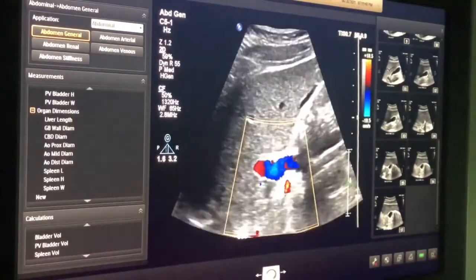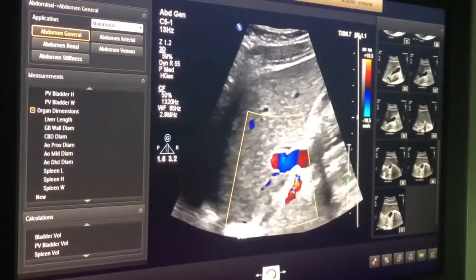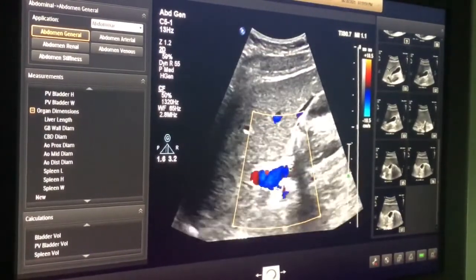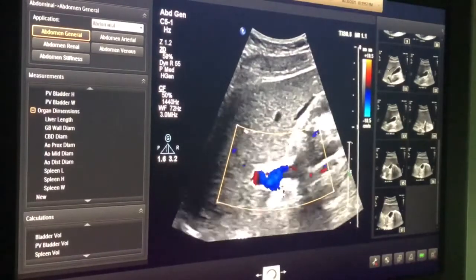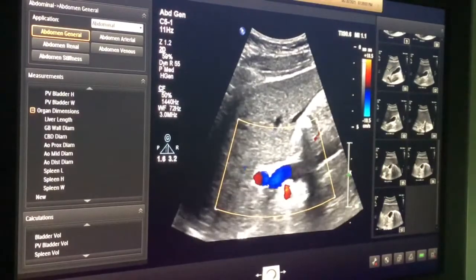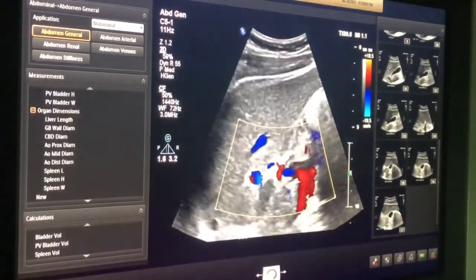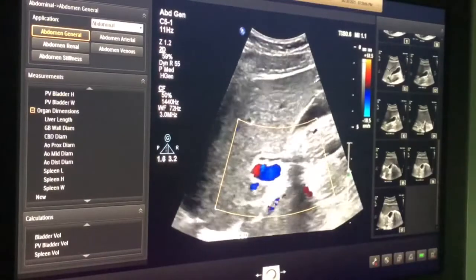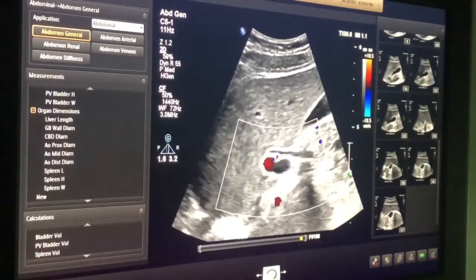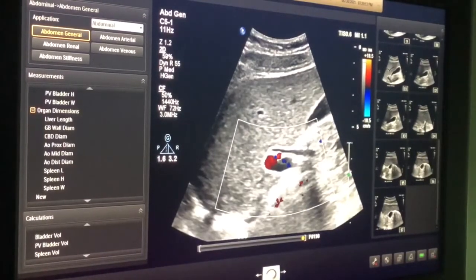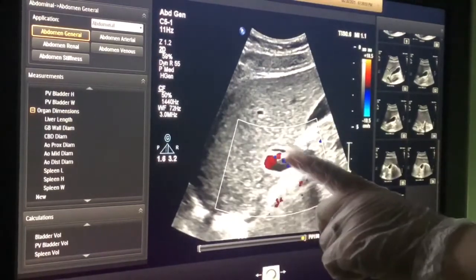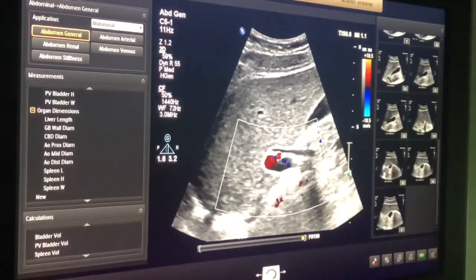I'm going to turn the color on to see. So it's actually right here, very pretty. I'm going to adjust my color box. And right through here I see it really nicely. I actually didn't have to have the patient take a deep breath in or anything. It's really nice here. So you can see it elongated all the way through to the pancreas head here.